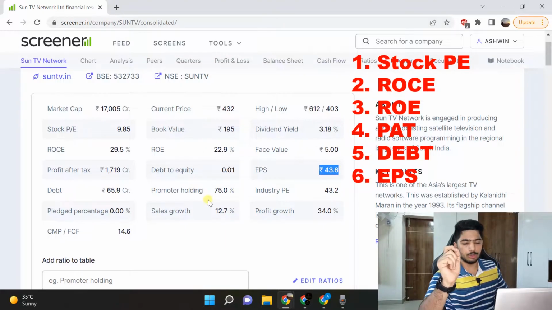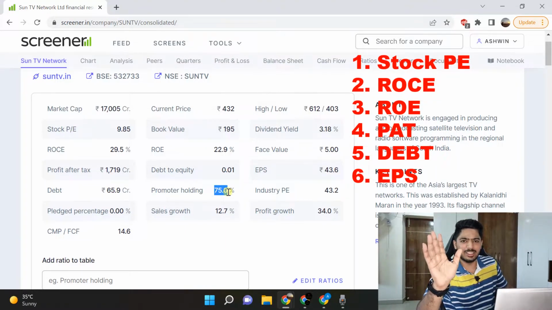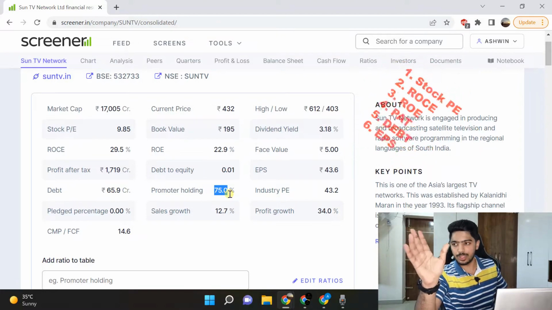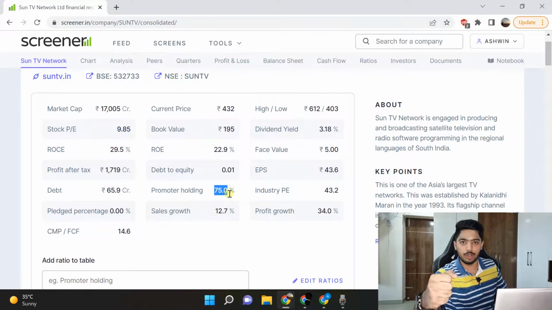And promoter holding also, it's 75. It should not be less than 60 or 50 for me. According to the company, if they are diluted for more fundraising for growing the capital, for growing the company, it's okay. Or else I will look into it.